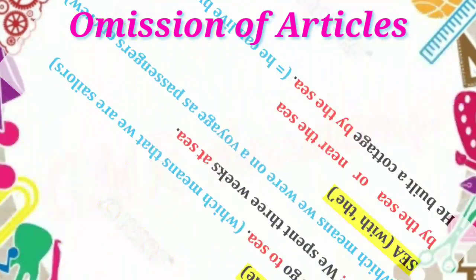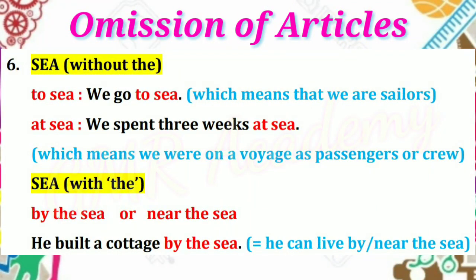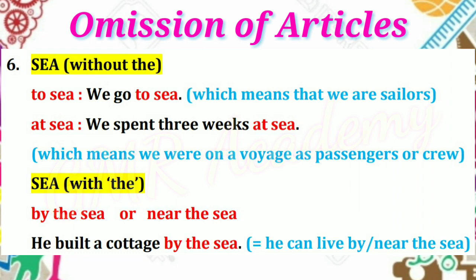Sixth point, sea, without the definite article the. What is the meaning of the phrase to sea? We go to sea, which means that we are sailors. We are sailors, so we regularly go. So no article is used. At sea: we spent 3 weeks at sea. What is the meaning? It means we were on a voyage as passengers or crew. Voyage, journey, as passengers or working crew on the ship. So no article is used.